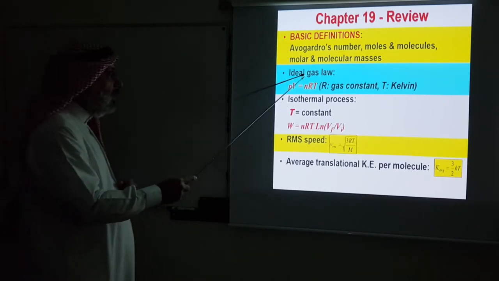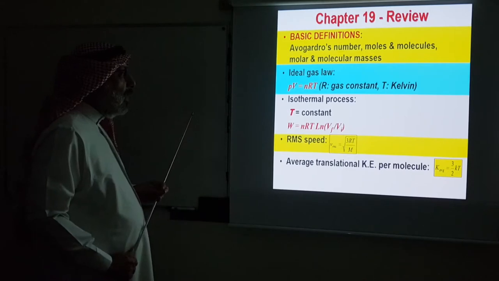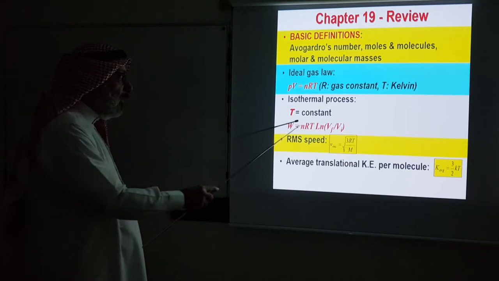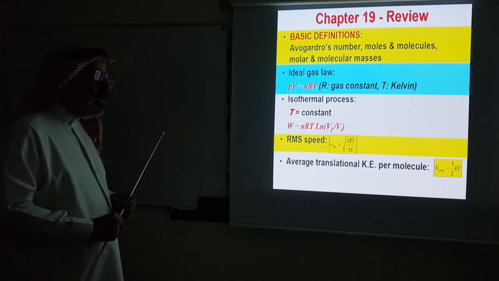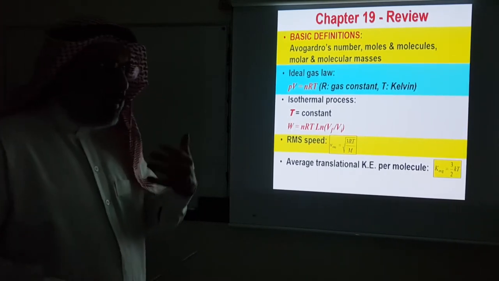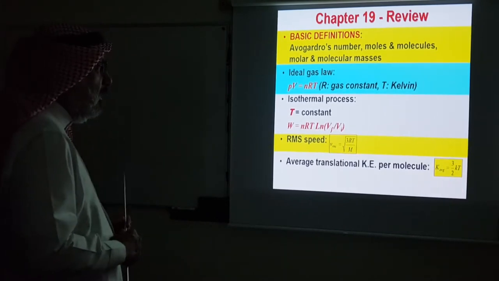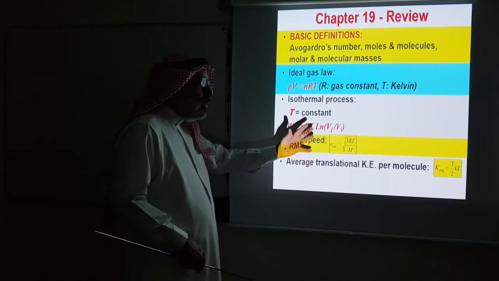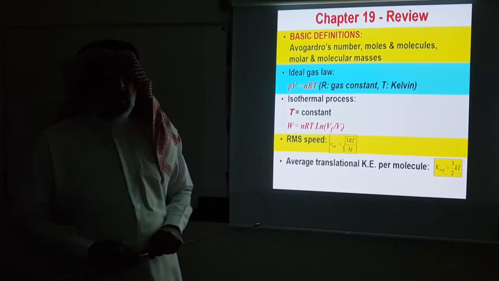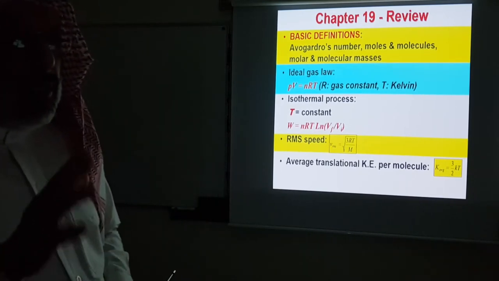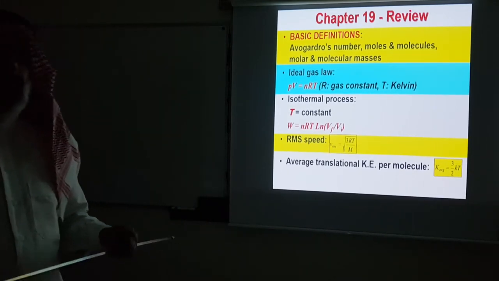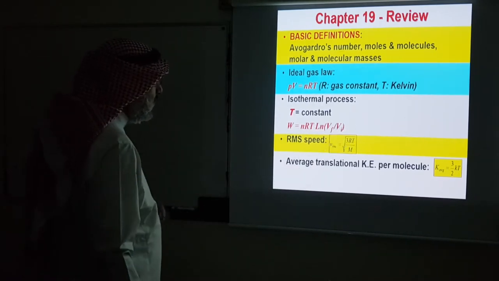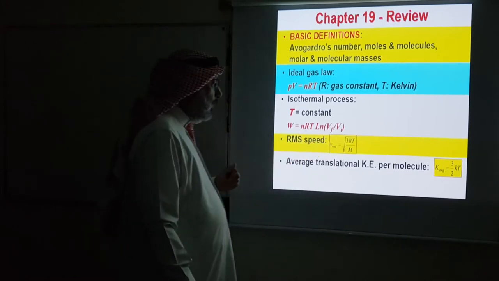And then we stated and discussed the ideal gas law. In particular, we discussed the isothermal process for an ideal gas and found the work done in that process. Then in the last lecture, we discussed and derived in detail the RMS speed, root mean square speed of gas molecules, which is a kind of average speed of gas molecules. It will give us an idea, a number of what is the speed of gas molecules at a certain temperature. So it is a function of temperature only.